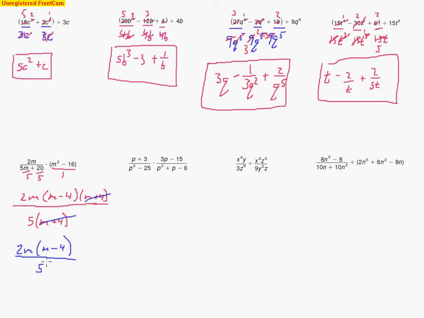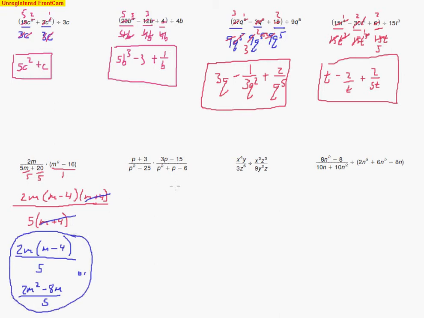Now, I would let you leave this as your answer for a test problem. Now, sometimes they'll have multiple choice tests where they don't leave it in the factor form. They go ahead and multiply what's left over, and so that would end up being 2m squared minus 8m all over 5. So either of these answers are good with me.